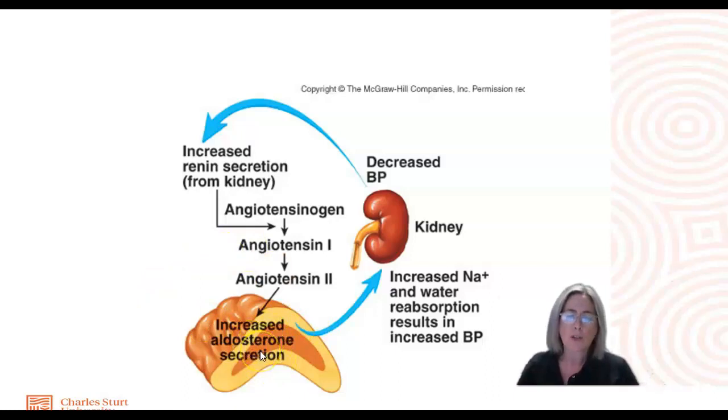But it will also cause the secretion of aldosterone, that steroid hormone from the adrenal cortex, which then travels in the bloodstream to the distal convoluted tubule, where under its effect, sodium potassium pumps will be inserted into cells in the distal convoluted tubule, and that will allow for increased sodium and water reabsorption, which will result in increased blood pressure. And at the same time, it will also secrete potassium into the filtrate.